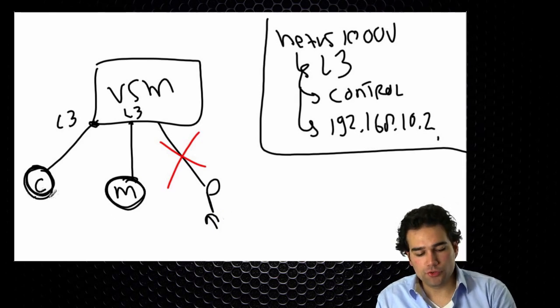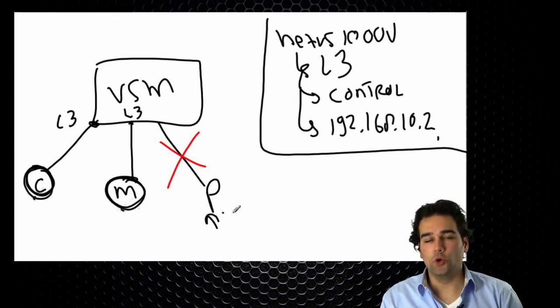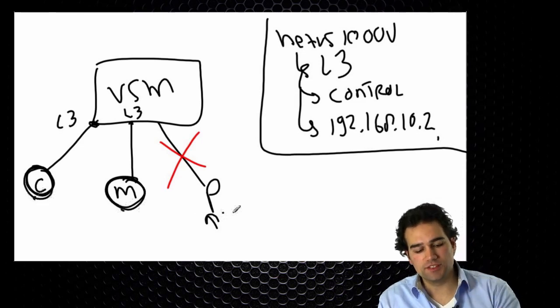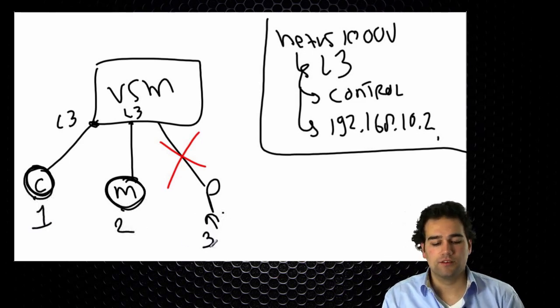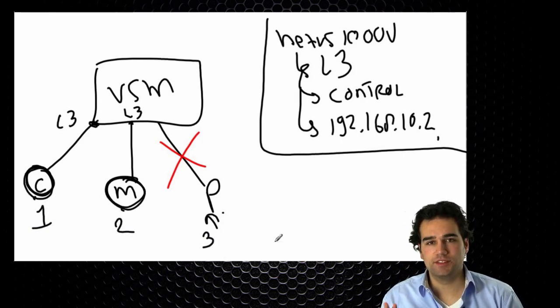By the way, control, management, packet, that is the order of the adapters in the virtual machine. If you open up virtual machine settings, this is adapter 1, this is adapter 2, and this is adapter 3. Control, management, packet. Don't ask why this is the order. I cannot change the order, this is the order.